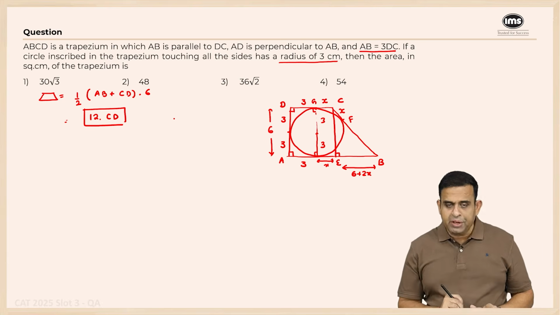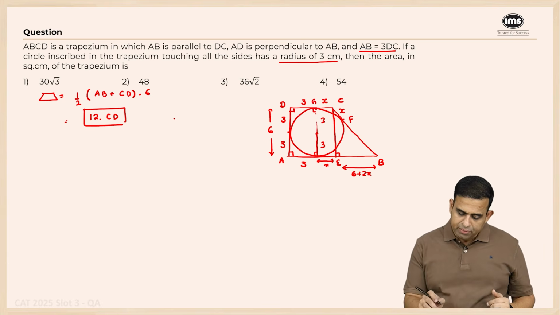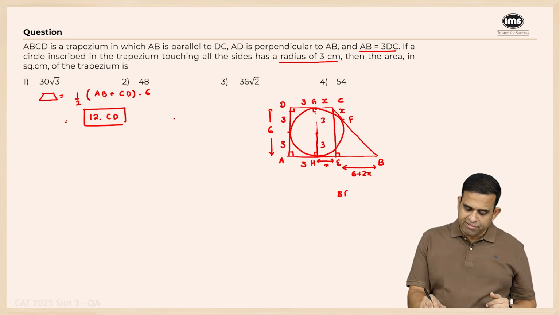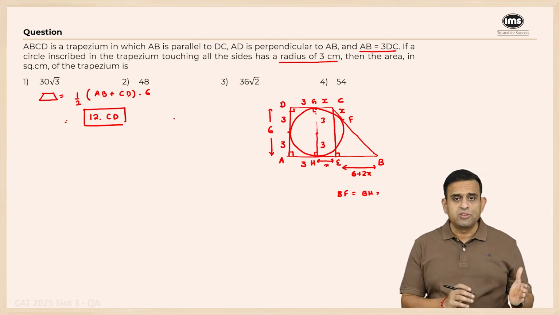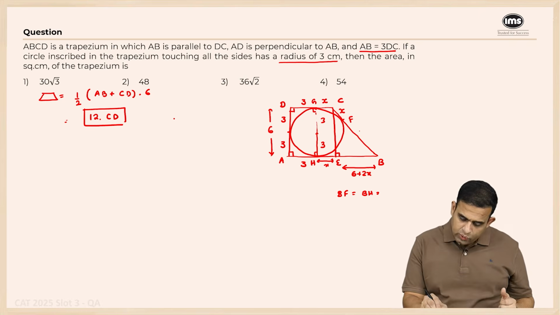Now from the point B, the two tangents dropped are nothing but one can say BF and BH, if I call this H right now. So BF is equal to BH. So the length of BF, if I want it in terms of a single variable, should be equal to 6 plus 2x plus x, giving you 6 plus 3x.